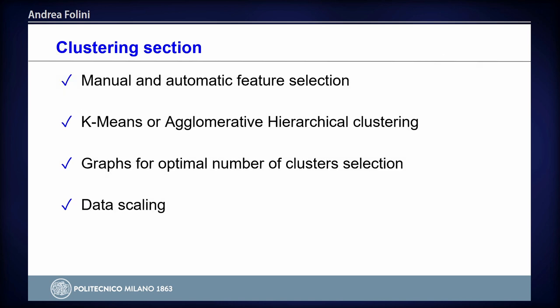The second section is the main one, which contains the algorithms for clustering and feature selection. The feature selection can be done both manually by selecting the numerical attributes of the layer, and also automatically with an algorithm that we implemented, which is an entropy-based feature selection algorithm, which ranks all of the features based on their ability to separate the data points and returns only the best ones.